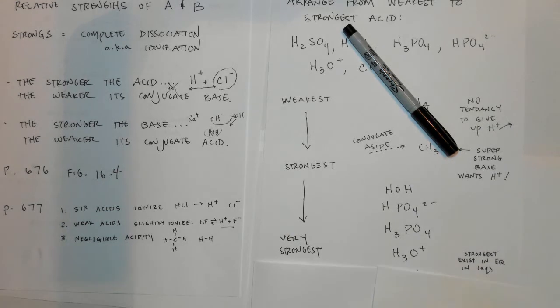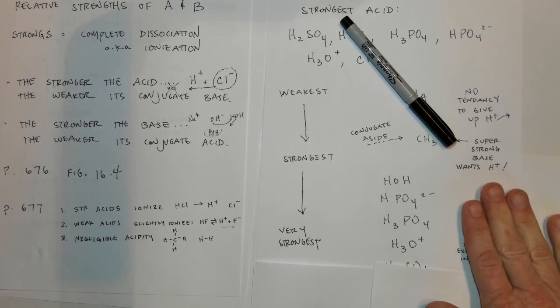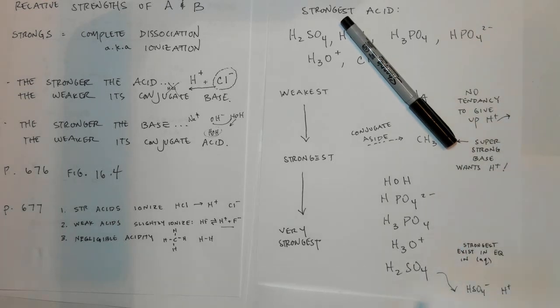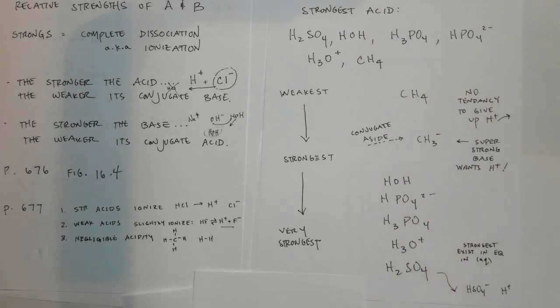H3O+ is the strongest acid that can exist in equilibrium in an aqueous solution. And then the one that wants to be the very strongest and break up right away, immediately upon hitting water, would be H2SO4, which we memorized as one of the 7 strong acids.